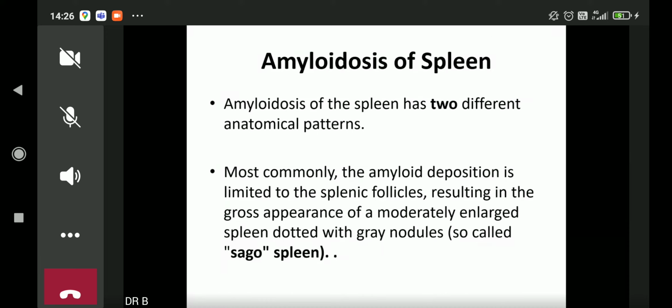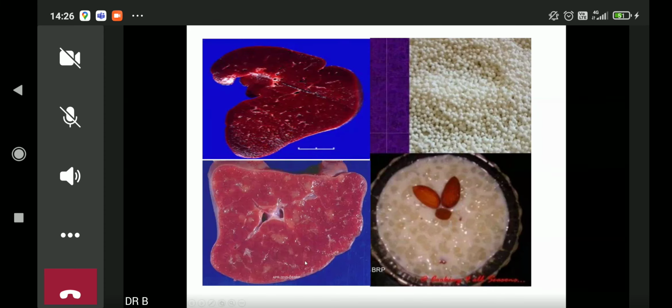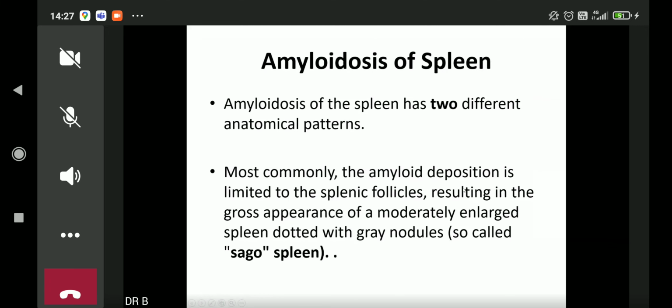Then what is important is spleen. Spleen can show two different anatomical patterns. One is called sago spleen, the other is called lardaceous spleen. What happens in sago spleen? The amyloid deposition is limited to the splenic follicles. So when only the splenic follicles are involved, it gives a dotted appearance, which is gray in color, which resembles sago grains. So if you see, there are these gray areas wherein there is amyloid deposition, very similar to a sago grain. That's why it's called sago spleen, because of involvement of splenic follicles.